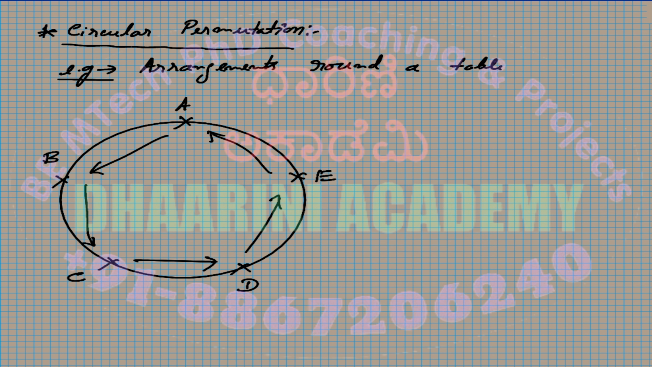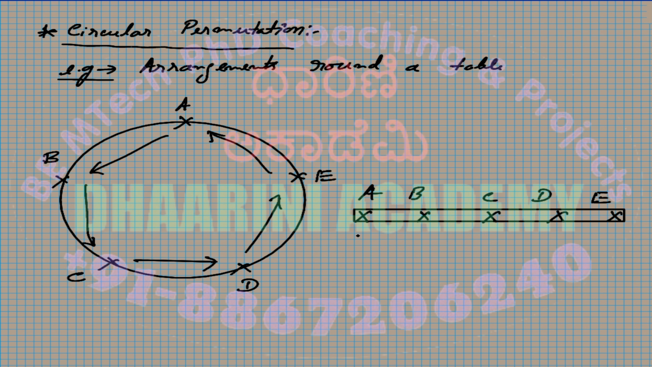But if I consider linear arrangements instead, let me assume I consider a bench, and I make the same five people sit on the bench. Five positions are marked. This is A, B, C, D, and E. Now it has a starting point and an end point, a head and a tail. If I shift right by one unit, so E comes here, then A, B, C, and D, it is a completely different arrangement. Such an arrangement is possible in the linear case, whereas in the circular case it is still considered the same arrangement.